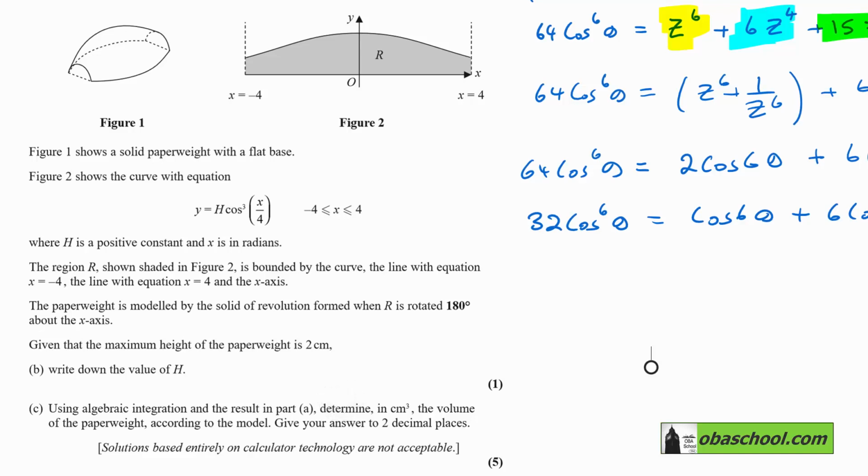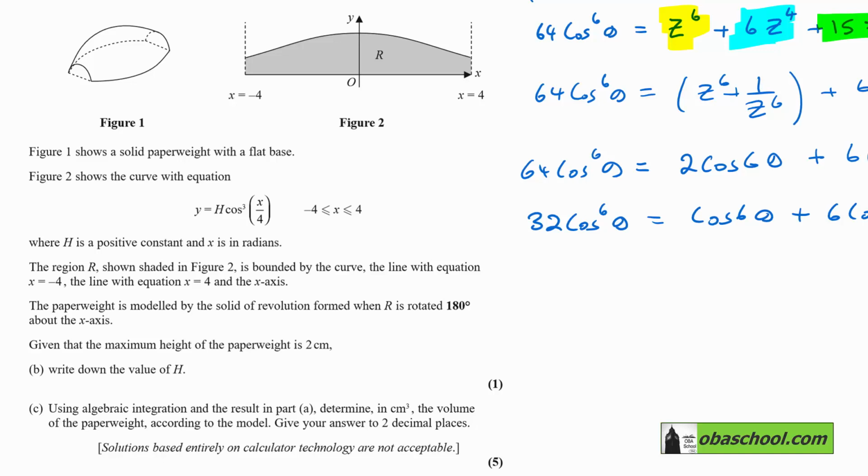So figure 1 shows a solid paperweight with a flat base. Figure 2 shows the curve with equation y equals h cos cubed x over 4, where h is a positive constant, x is in radians. The region R, shown shaded in figure 2, is bounded by the curve, the line with equation x equals negative 4, the line with equation x equals 4, and the x-axis. We can see all of that in the diagram. The paperweight is modelled by the solid of revolution formed when R is rotated 180 degrees about the x-axis. Given that the maximum height of the paperweight is 2, write down the value of h.